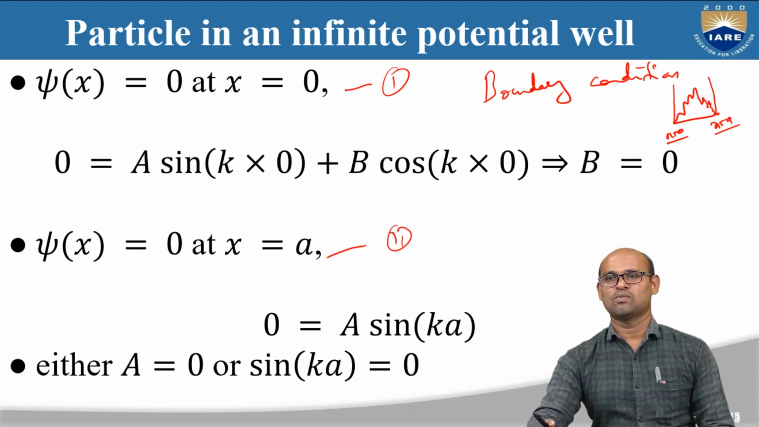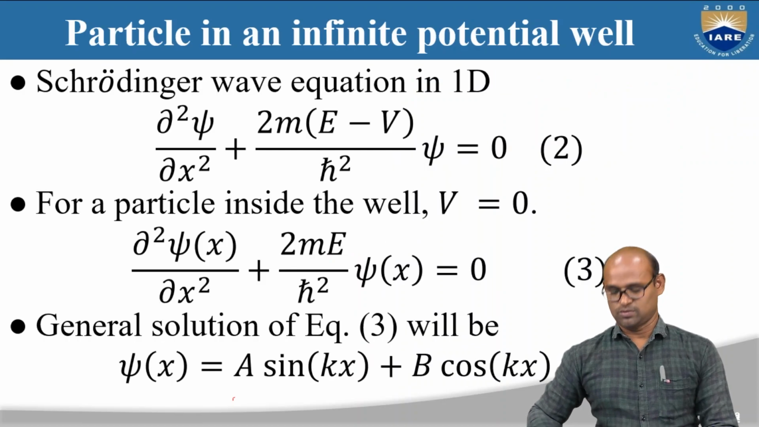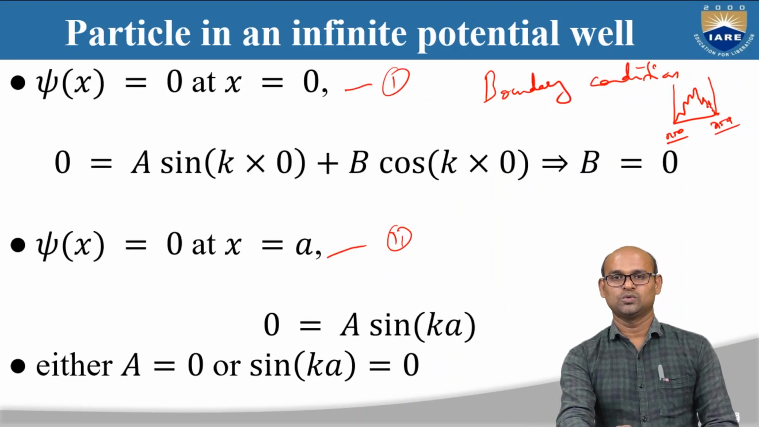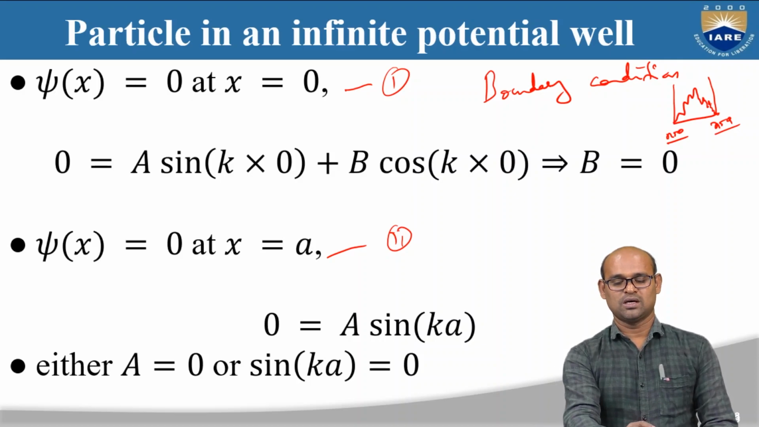So we are going to use these boundary conditions to find out these unknown constants a and b in this equation. Okay. So to do that, first we are applying the first boundary condition, psi of x is equal to 0 at x equals 0. So if we apply this in the solution.